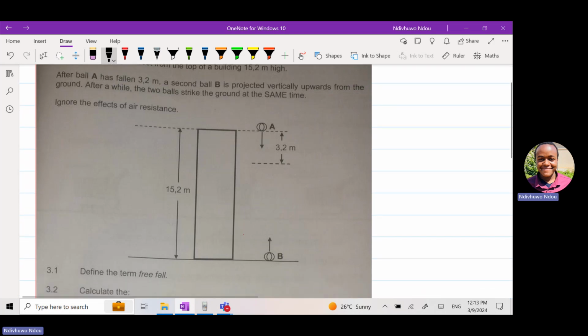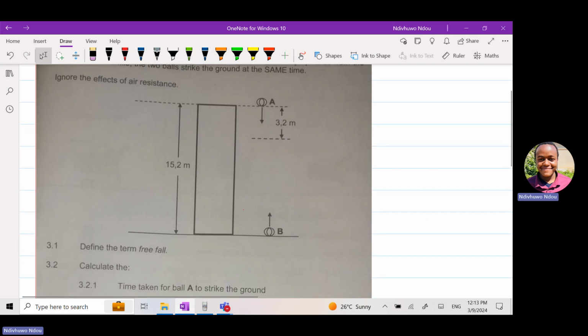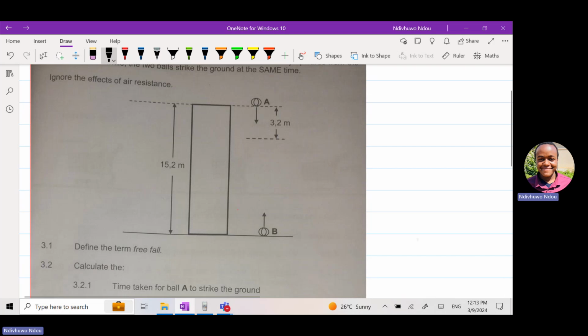They're saying ignore the effects of air resistance, right? And the first question, they just want you to define the term free fall. What is free fall, guys? We do know that if we ignore the effect of air resistance, air friction, all those other things, free fall would describe the motion of an object that is only under the influence of what? Gravitational force. So the only force acting on that object would be the gravitational force. Then we say that an object in motion experiencing only gravitational force is in free fall. So that is it.